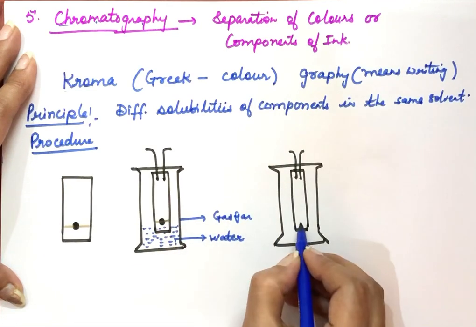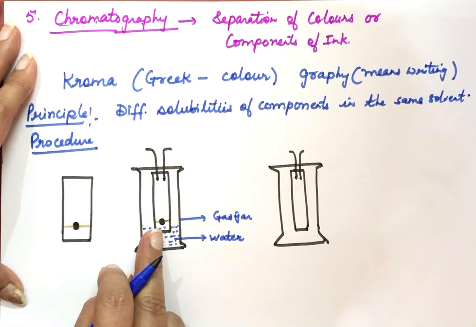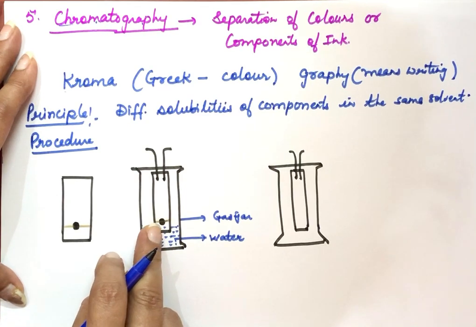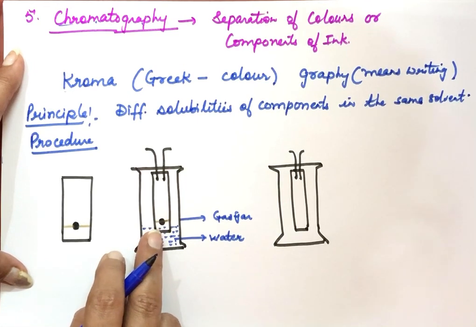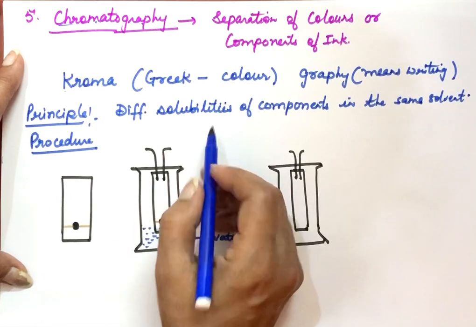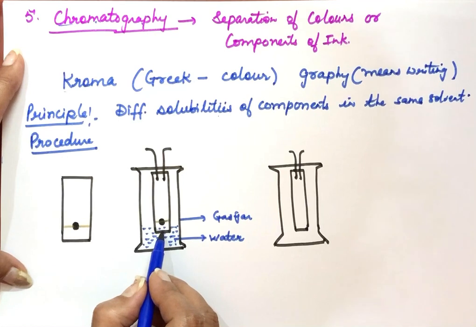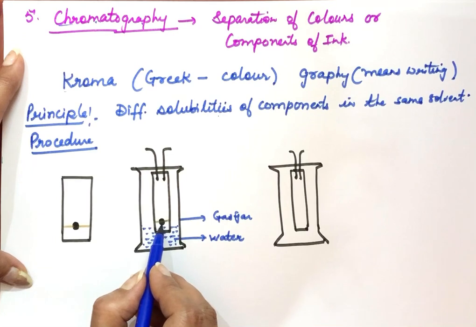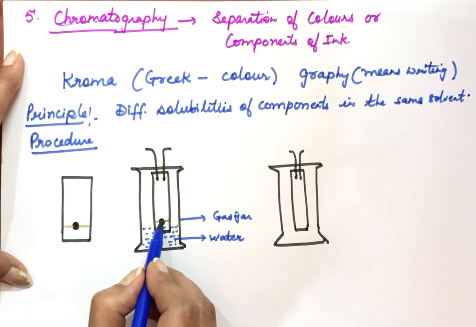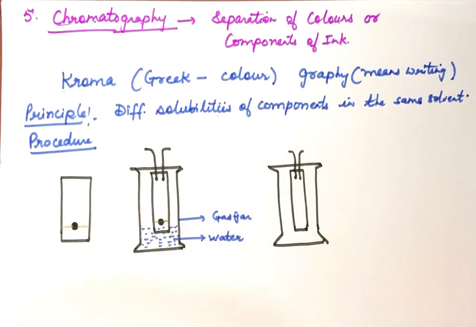On the chromatographic strip, slowly water will be absorbed by this strip, and this water will rise up, reach near this ink mark, and the components of ink will start dissolving in this water. And remember, the solubilities of components of ink are different. Some dissolve more in the water, some will dissolve after some time. So slowly the water is rising up, the components dissolve in the water, and with water they will rise up. So the component which is more soluble in the water will reach the top part.